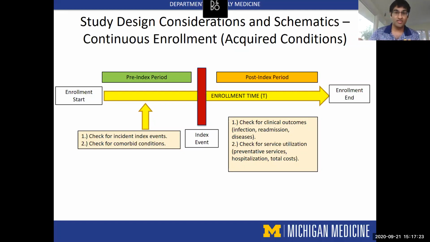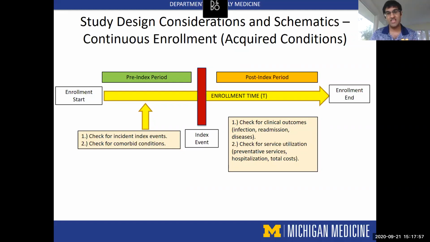And then the post-index period is where we have a sufficient period of time in order to identify potential outcomes of interest. So when we look at the post-index period up until their end time of enrollment, we could check for, number one, clinical outcomes: infection, readmission, other diseases. We can check for service utilization, such as preventative services, hospitalizations, total costs, etc. However, you can't just start at the index event and keep going forward.